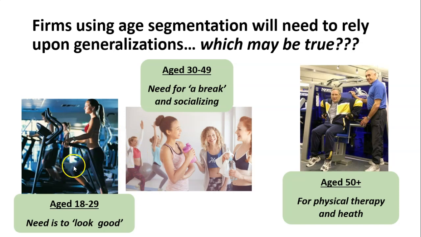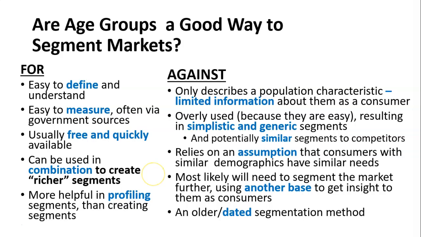So they might go, oh gee, let's target people in their 20s and teens, etc. And what they're most interested in is physically looking good. Oh, let's target people in their 30s and 40s. They're married, they've got kids, they go to the gym, they want to get a break, they've worked hard, they need a break from work, it's a good place to catch up, socialize, etc. And older people, 50 plus or so, they have health problems, they need physical therapy.